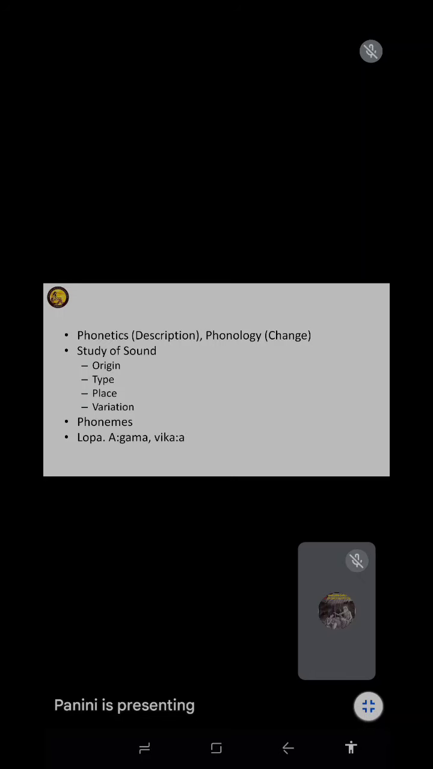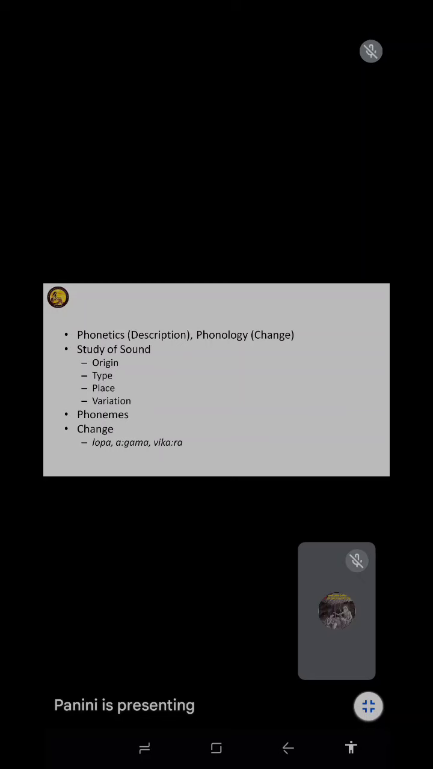Any sound used in any language changes in only three forms: either it is deleted, or it is modified, or something is inserted. But then the question comes: where does it happen? In any place. A word is divided, and the sound changes only in three places. This lopa, agama, and vikara take place in maximum only three places.